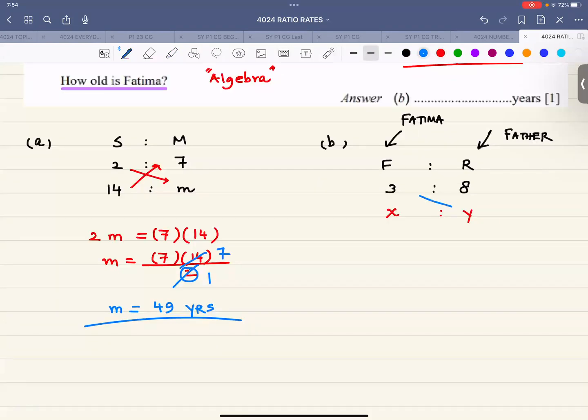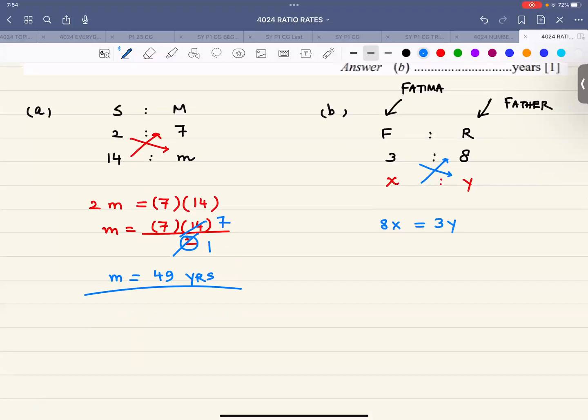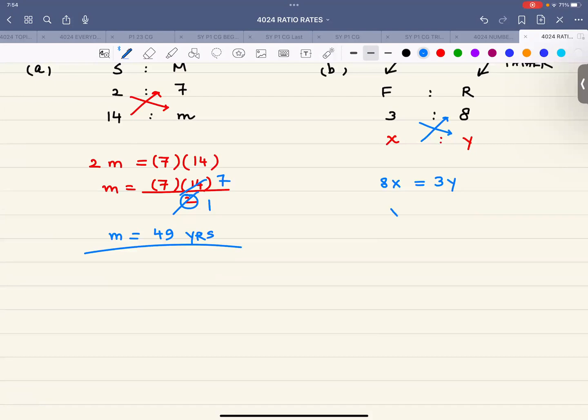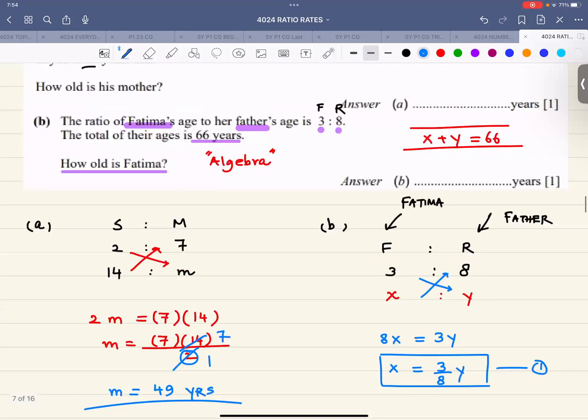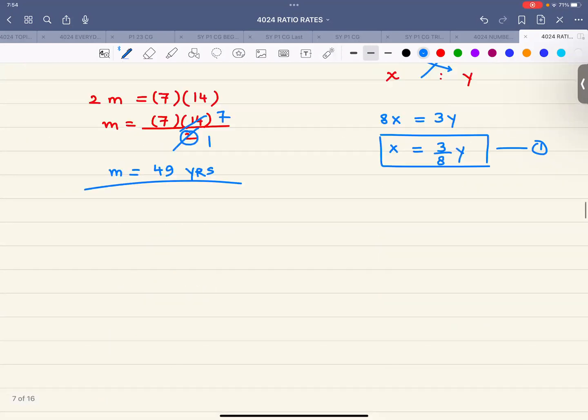So when we cross multiply like this, we have 8x equals 3y. Either I make x the subject or I can make y the subject. That is 3 over 8 y. That is how we express one in terms of the other. Let me say this is equation 1, this is equation 2, and let me solve it out. So x plus y is equal to 66. X is x, y is 3 over 8, y is equal to 66.